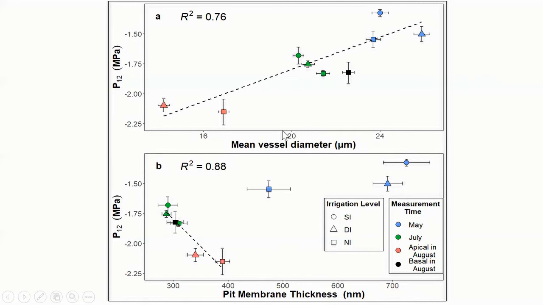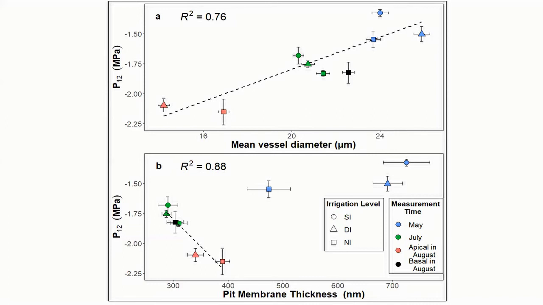If we look at mean vessel diameter, there is a regression, a good correlation between P12 and mean vessel diameter. The larger the vessels, the more vulnerable they are to cavitation. I'm not sure if this is a real correlation that has some physiological basis, or it's incidental, perhaps due to xylem collapse or something of that nature.